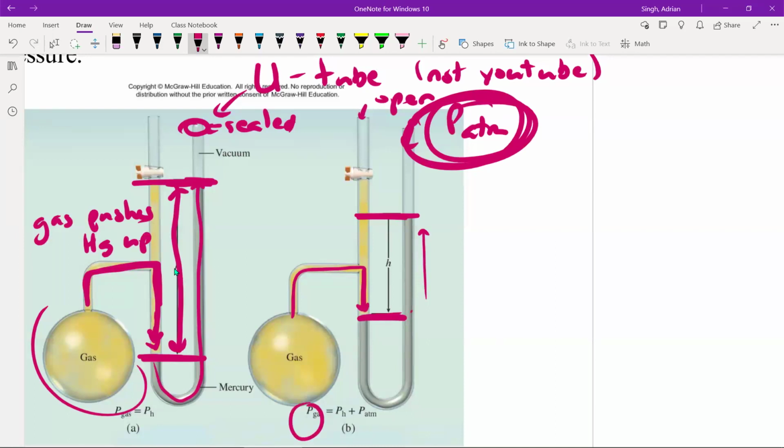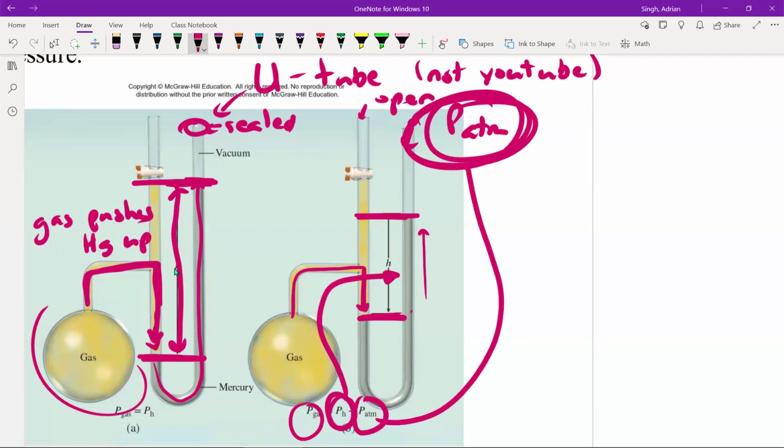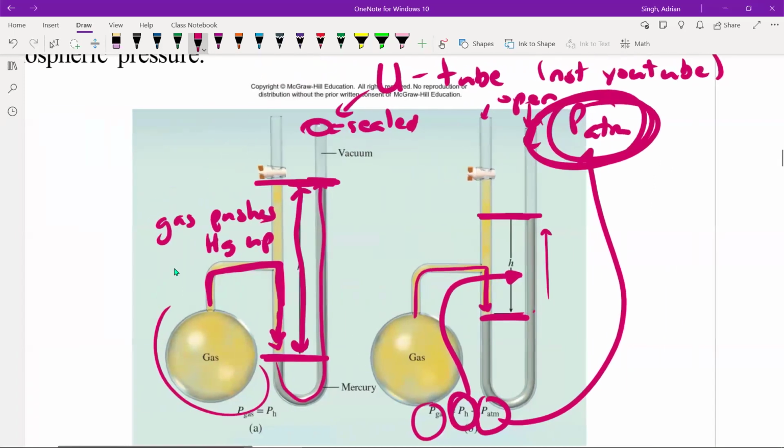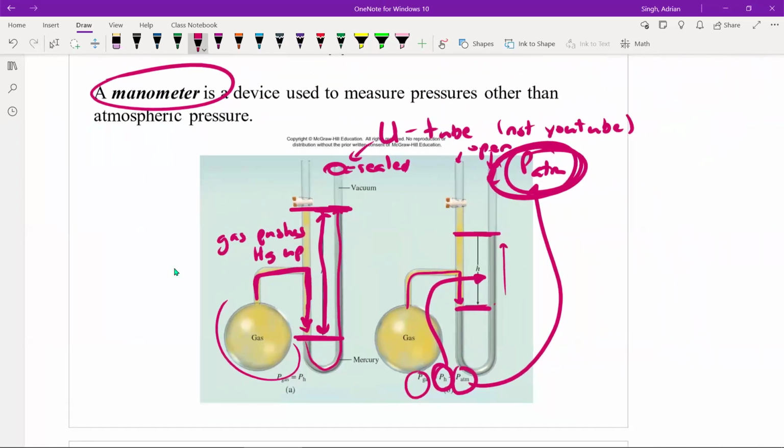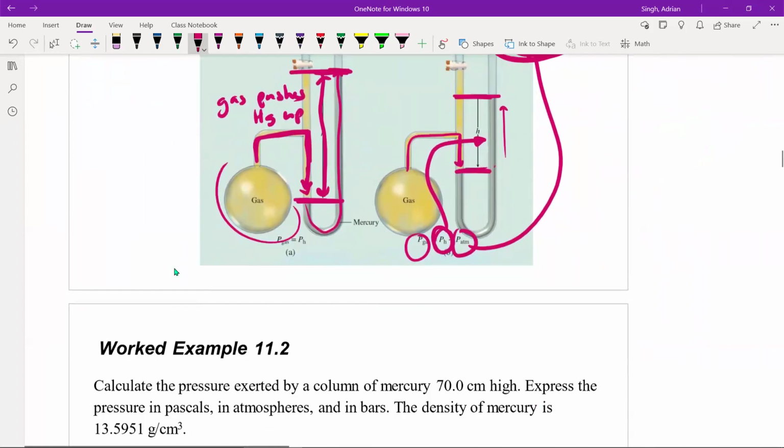It's the height difference in the mercury level plus the atmospheric pressure, because this is open to the outside, right? So that's how these manometers, if you want to pronounce it that way, that's how they work. They use your gas connected to a U-tube, and we just make some measurements in that U-tube.